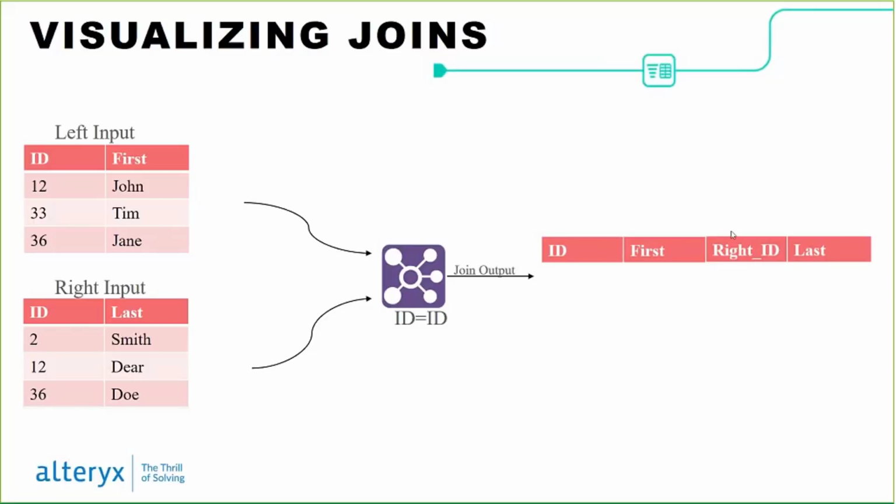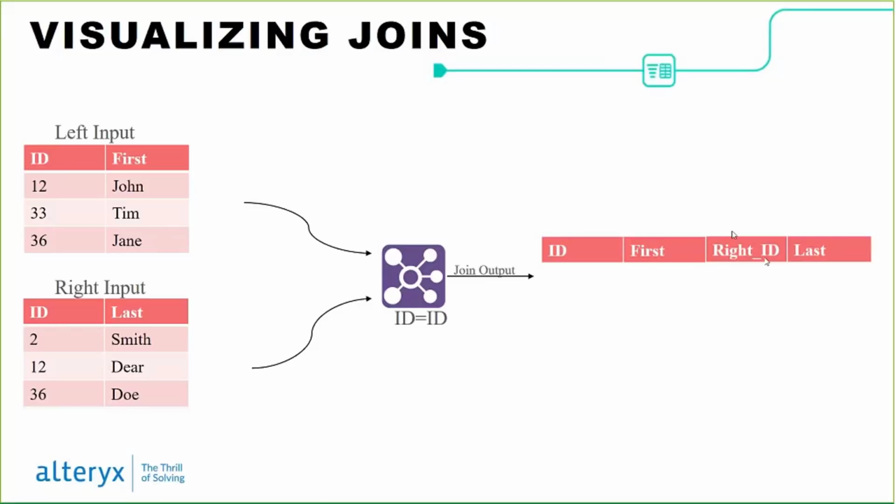What it's first going to do is combine the names of these two data sets together. So first, I have ID and first name, and then on the right input, I have ID and last name. Since there are really two ID fields, Alteryx will rename the second one because there can't be identical field names. It's just going to add a prefix, Right_ID. That's how the schema gets formed on that join output.